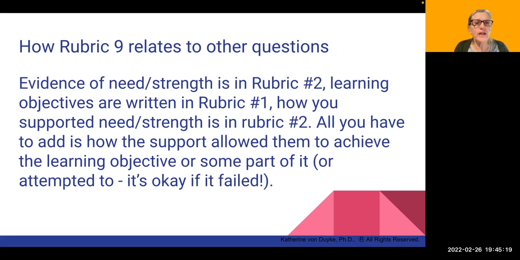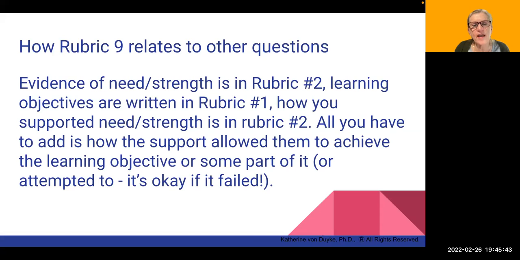Now, you've already answered a lot of rubric 9 in other rubrics. So you gave evidence of your student's need and of a strength in rubric 2. You wrote your learning objectives out in rubric 1. How you supported that need and strength is in rubric 2. All you have to do now is add those pieces together with how your support allowed your student to achieve the learning objective or some part of it.